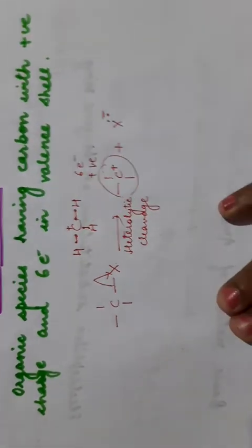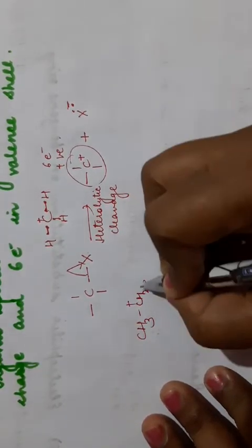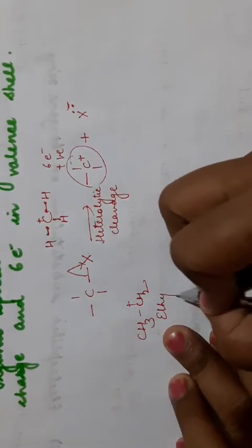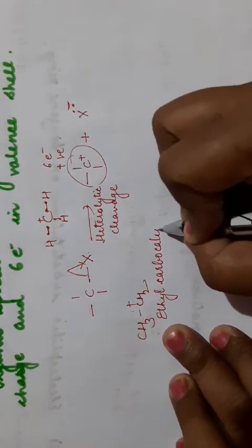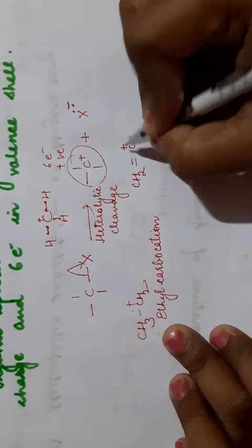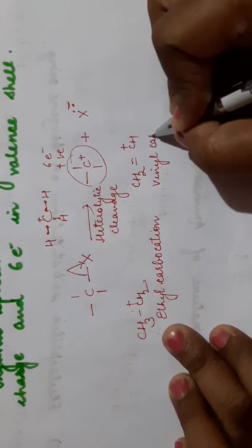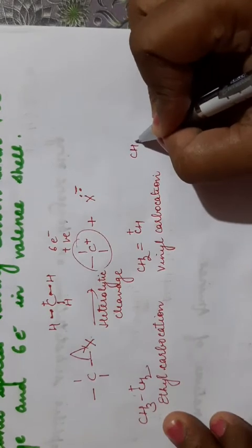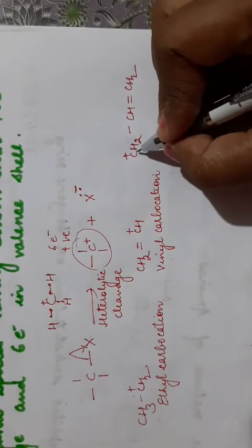Now how will you name these carbocations? Suppose we have CH3CH2 plus. You have to see the group. What group is this? It is an ethyl group with 2 carbons. So you will write ethyl, and for the positive charge you will write carbocation. So this is ethyl carbocation. Second, if you have CH2=CH plus, positive charge on the double bonded carbon, it is known as vinyl carbocation.